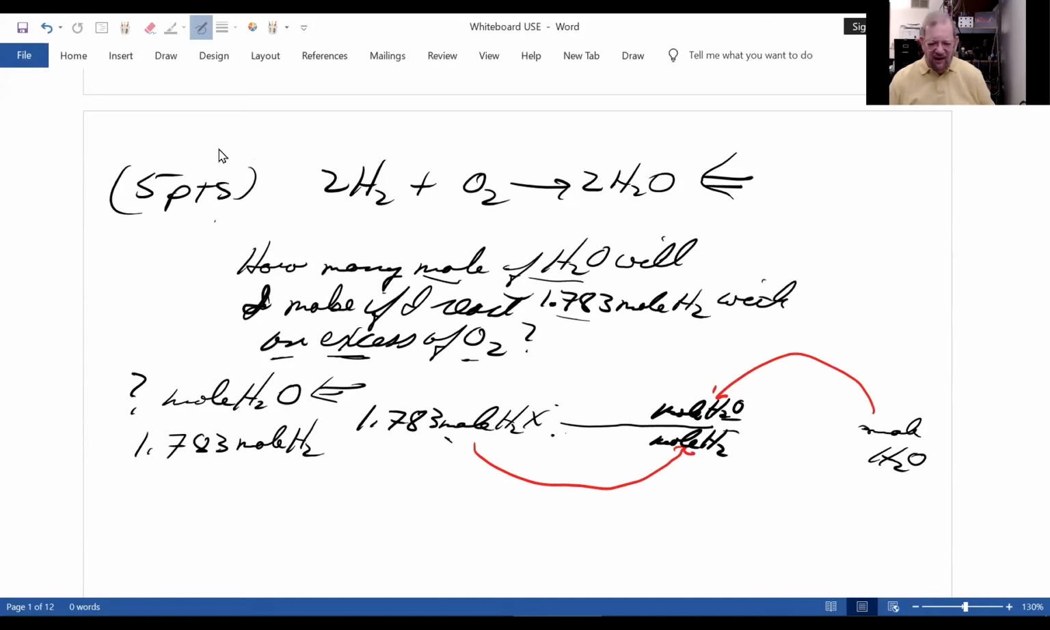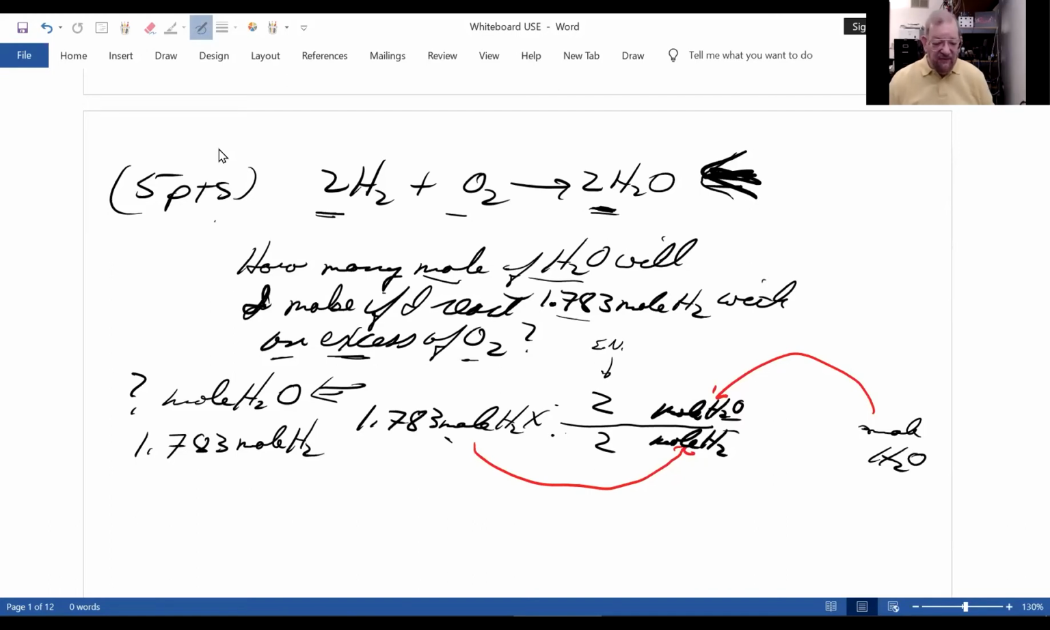And where do I get a ratio of moles of water to moles of hydrogen? From the balanced chemical equation. And if you look at this, remember the coefficients tell you 2 moles of hydrogen react with 1 mole of oxygen to make 2 moles of water. So I know for every 2 moles of water, how many moles of hydrogen do I need? 2. And don't forget, these are exact numbers.